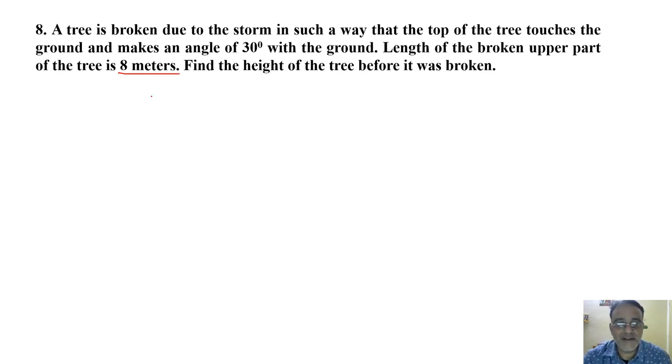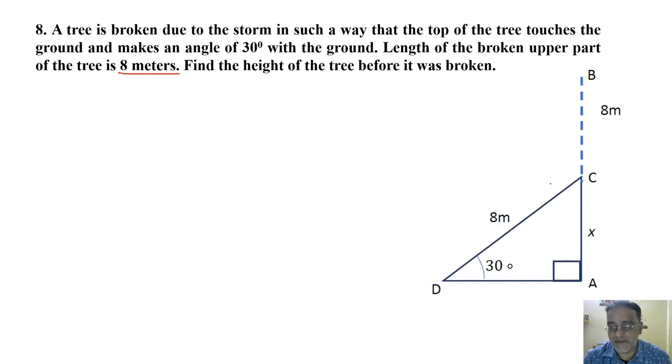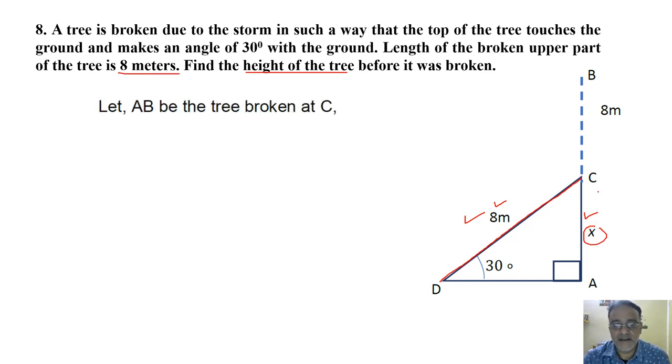Yahan pe broken part ka length diya hua hai, 8 meters. See this figure. This is the broken part, and the length of the broken part is given 8 meters. And we need to find the height of the tree before it was broken. Matlab, 8 plus x we need to find. Theek hai, to isko hum log x le liye. AB is broken at C and AC is equal to x. Now with respect to this angle we need to find opposite, and adjacent is not given, hypotenuse is given, so which trigonometric ratio will we use?